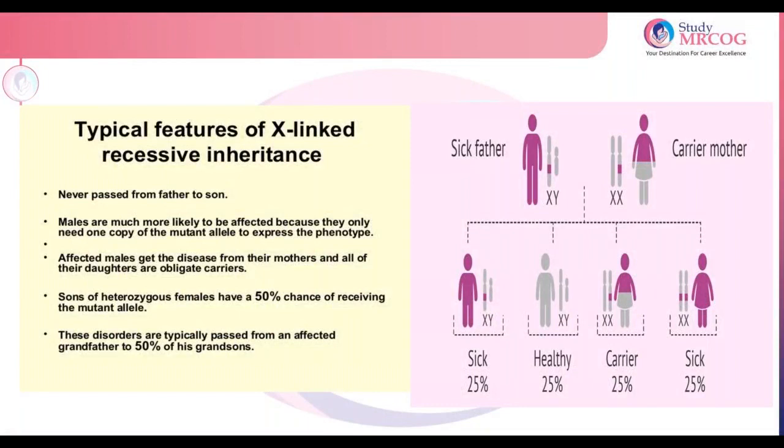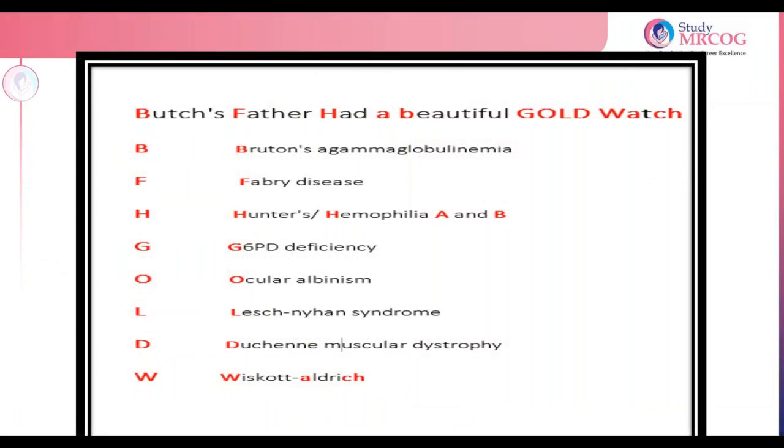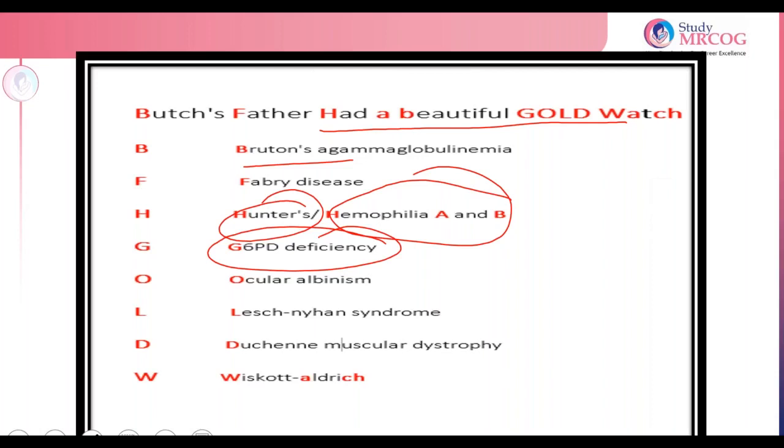Now, some examples of X-linked recessive. As I said, you can use mnemonics. If you can remember without mnemonics, that's wonderful, but if you cannot, you can take help of these. Bruton agammaglobulinemia. Usually this is not asked. Hemophilia is asked. Hunter's disease. G6PD. This is one of the things I was trying to tell: all the metabolic disorders are X-linked recessive, so if you remember G6PD, it is X-linked. Ocular albinism, Duchenne muscular dystrophy, and Alport syndrome. So you need to remember this. Put it on your revision board so that you will remember.